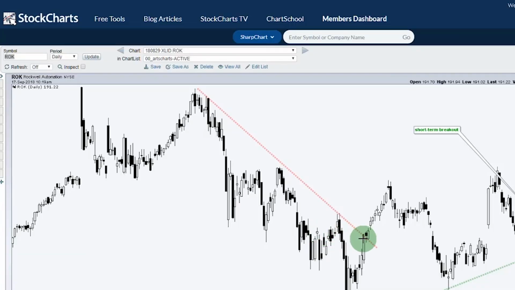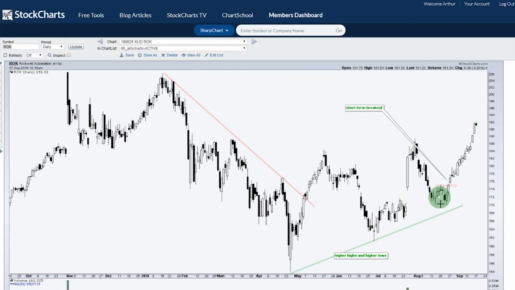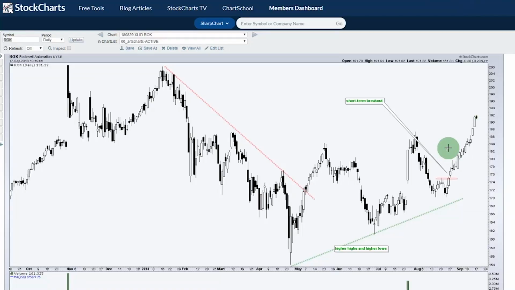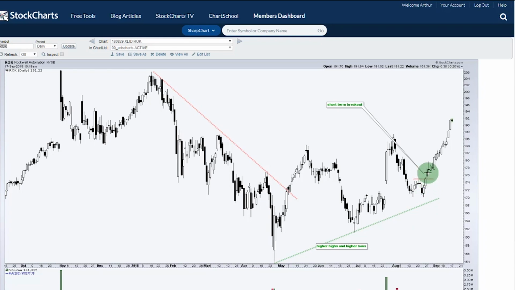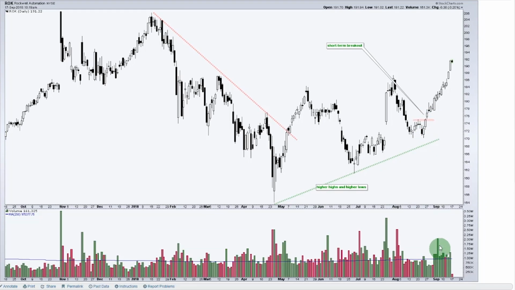Here we have Rockwell Automation, and we can see a pattern of higher highs and higher lows developing. We get this pullback into August, and we get a bullish engulfing. This is one I'm interested in because I think the bigger trend is up, and I think this bullish engulfing is signaling that the short-term downtrend is going to reverse. Not only do I look at the candlestick reversal, I look for follow-through as well. You can see we got follow-through with the resistance breakout, and then we got some good volume coming into the stock. Yes, sometimes I do use volume on individual stocks, but this is an example of when to use a bullish candlestick pattern.